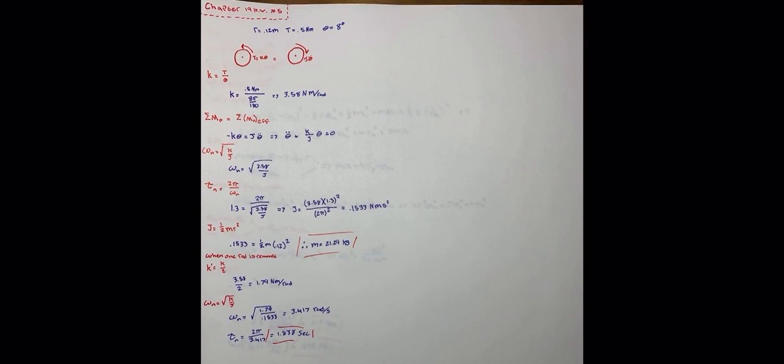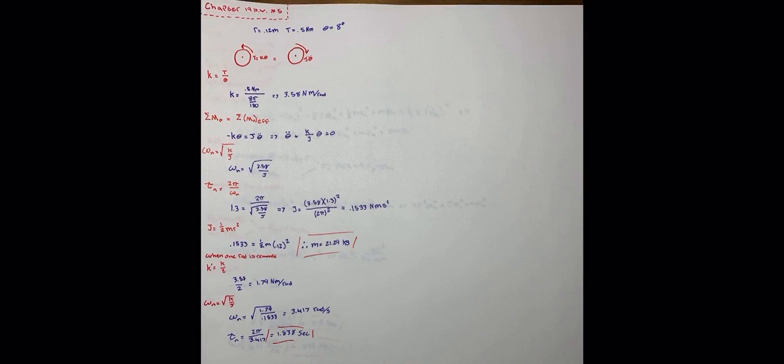Number 5, we have a uniform disc, and it's welded at its center to 2 elastic rods of equal length. We're supposed to determine the mass of the disc and the period of vibration if one of the rods is removed. First we'll draw a free body diagram of the system, and then we get that K is equal to T over theta. If we plug in our knowns there, we get K is equal to 3.58 Newton meters per radian.